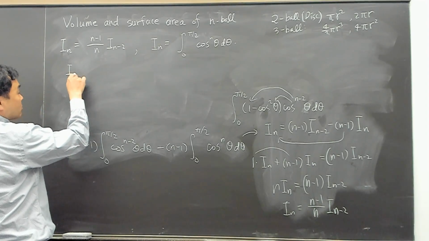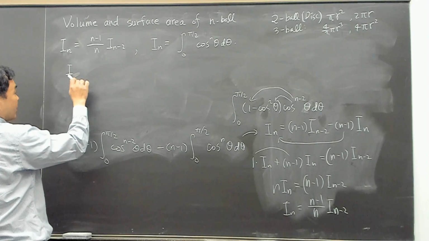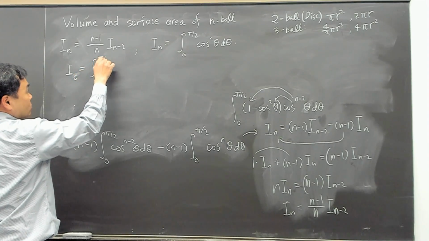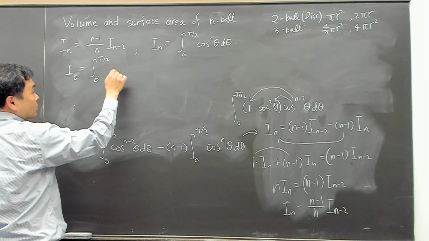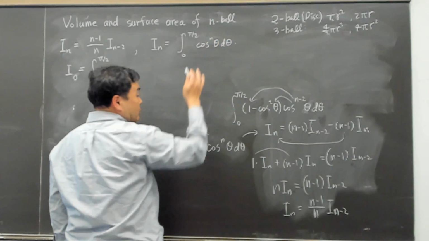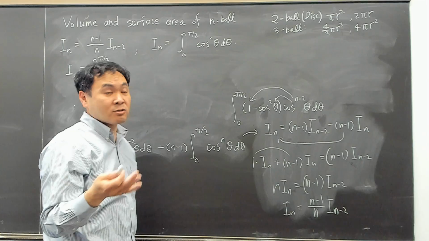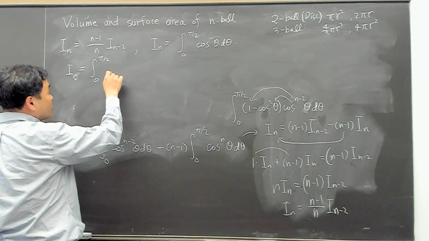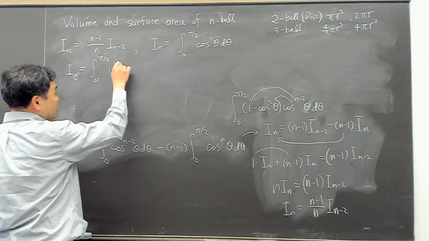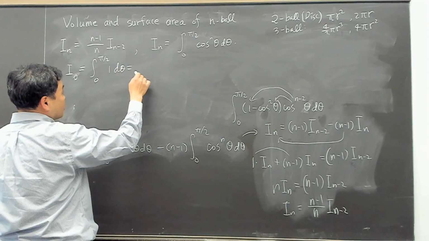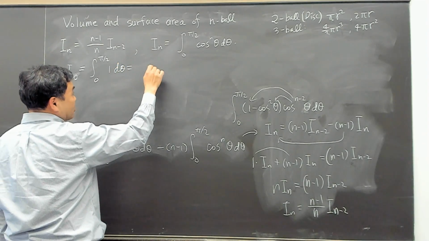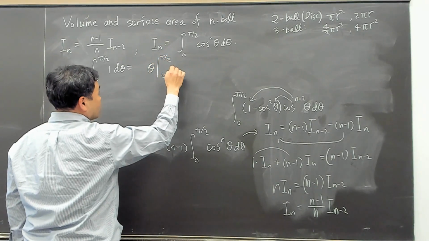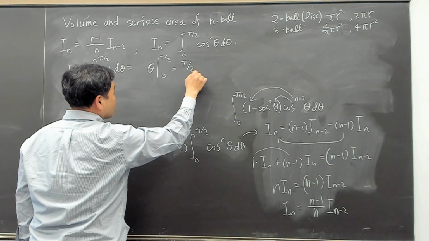So for example, I0, when n is 0, you get the integral from 0 to pi over 2 of cosine to the 0th power, but anything to the 0th power is just 1, right? So you have just the integral of 1 d theta, and 1 integrates to theta, and you plug in pi over 2 and 0, you end up with pi over 2.